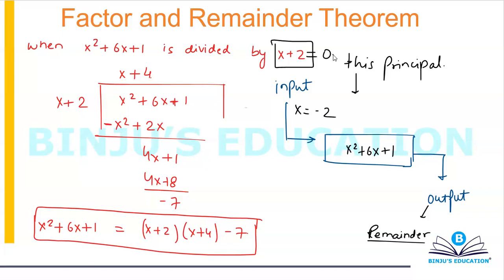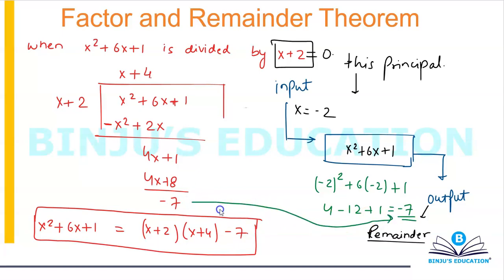So when you will provide an input value of x is equal to minus 2, then this will become minus 2 square plus 6 into minus 2 plus 1, so that is 4 minus 12 plus 1, which will again come out to be minus 7. So you can see that we are getting exactly the same answer.